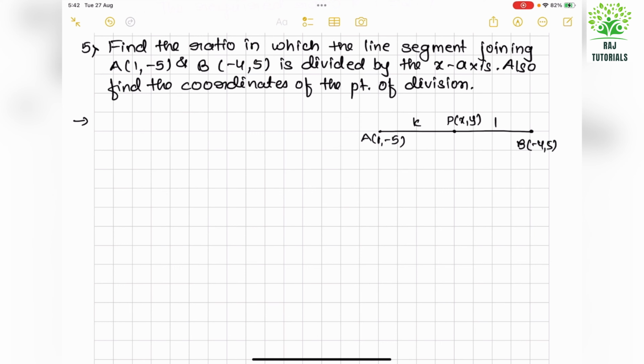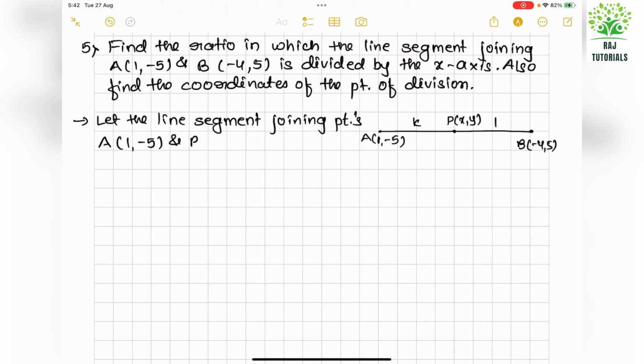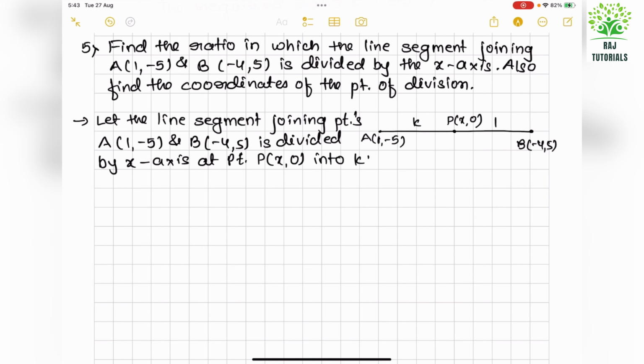Now next question says find the ratio in which the line segment joining A 1 comma minus 5 and B minus 4 comma 5 is divided by the x-axis. Also find the coordinates of the point of division. So let the line segment joining points A 1 comma minus 5 and B minus 4 comma 5 be divided by x-axis at point P x comma 0 in k is to 1 ratio.